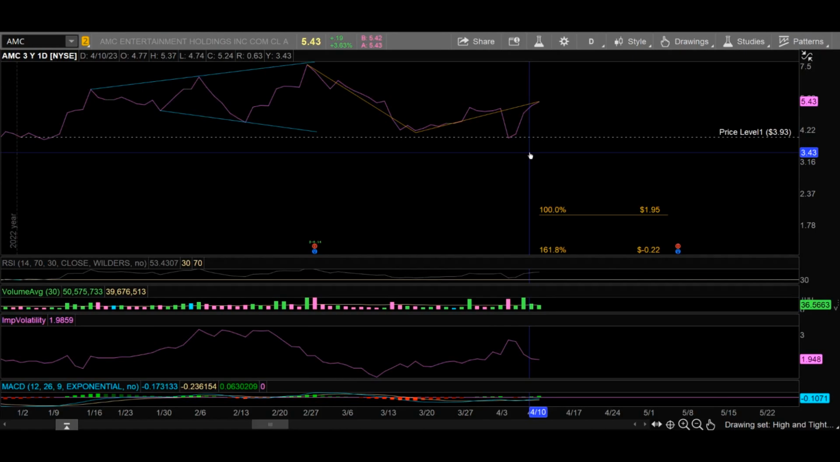Wave 2 cannot retrace all of wave 1. Wave 3 cannot be the shortest wave. And if wave 3 is shorter than wave 1 and you are in a motive wave, then wave 5 is shorter. You're probably forming a triangle. If you're forming a triangle, pay very close attention to the waveform between opposing trend line touches. That's what I got for AMC.